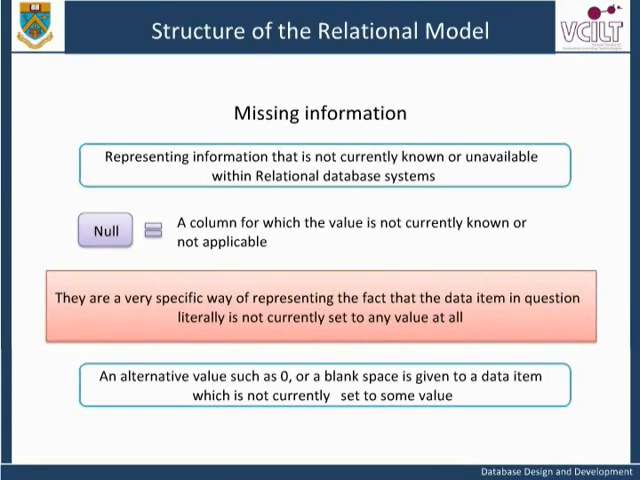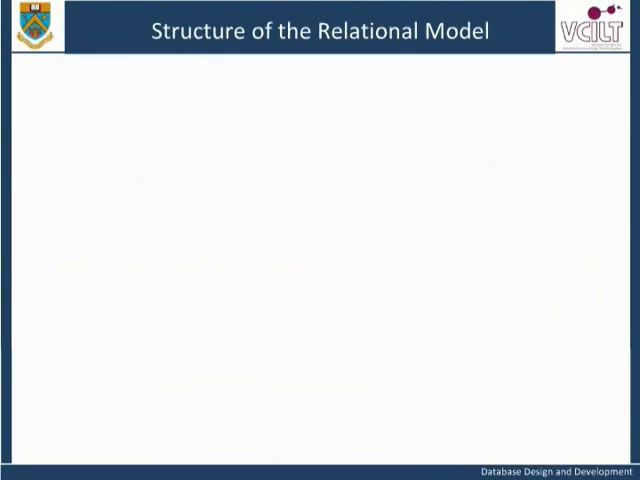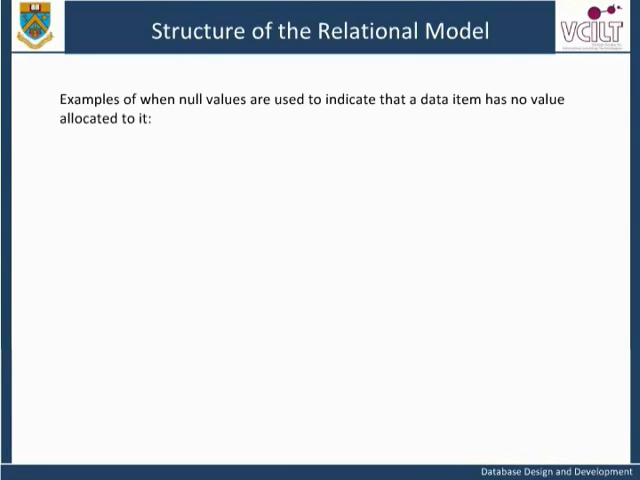This is poor practice, as of course 0 or a blank space are perfectly legitimate values in their own right. Use of null values overcomes this problem in that null is a value whose meaning is simply that there is no value currently allocated to the data item in question. There are a number of situations in which the use of null values is appropriate. In general, we use it to indicate that a data item currently has no value allocated to it.